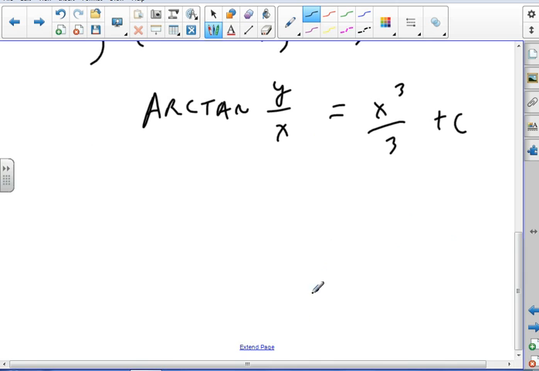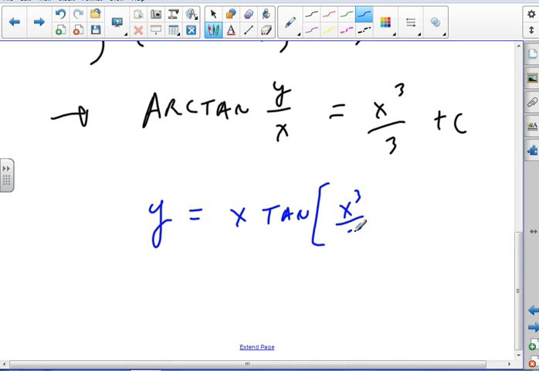And so that's good enough. We can leave it there if we wanted to. Or we could take the tangent of both sides and say y is equal to tangent of x cubed over 3 plus c. We could do that as well. But there's nothing wrong with leaving it in the form above.